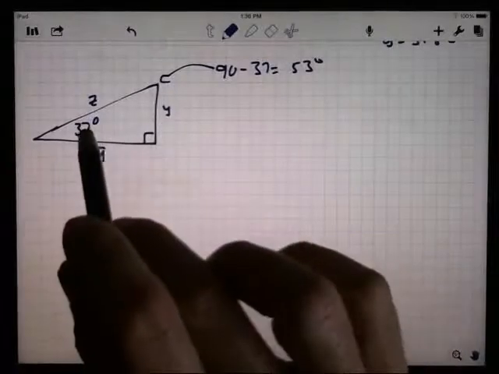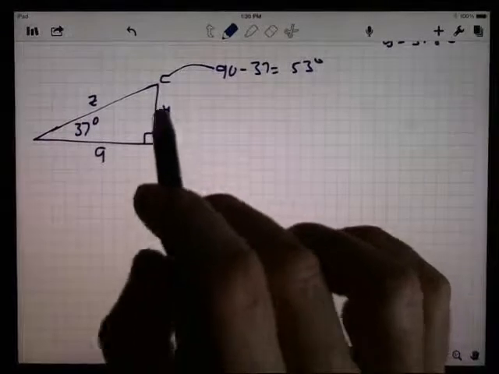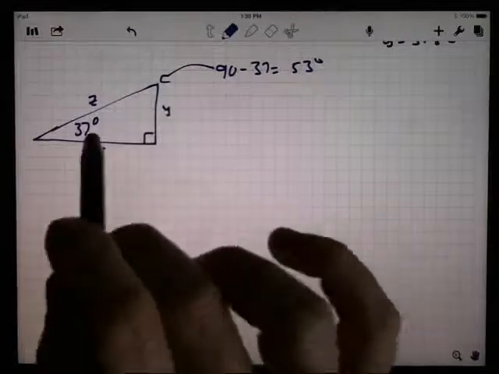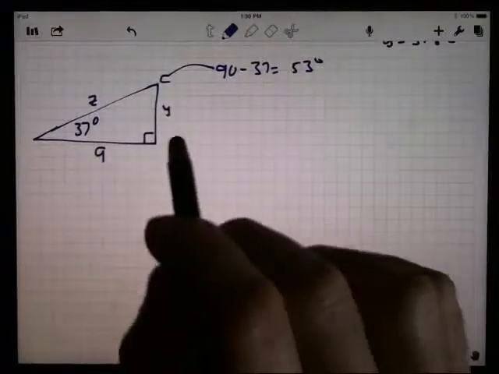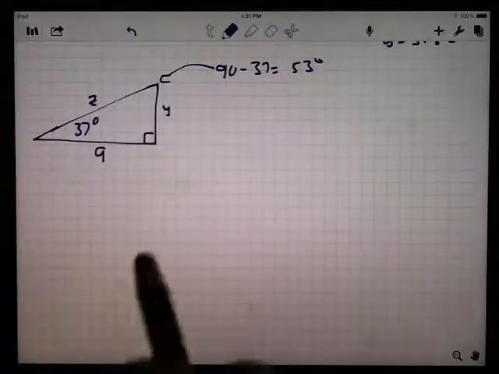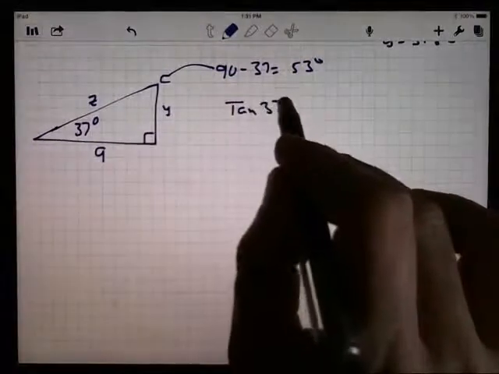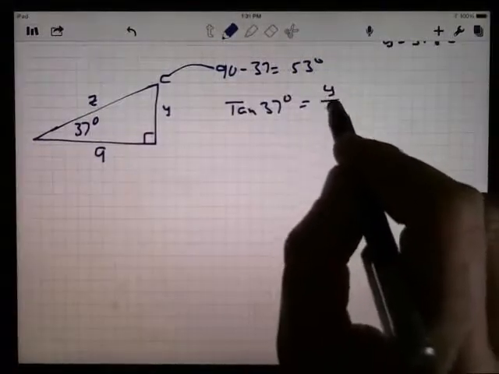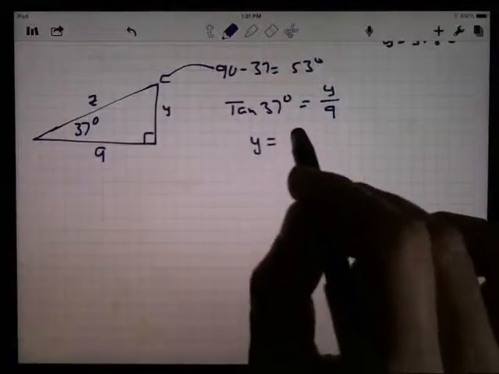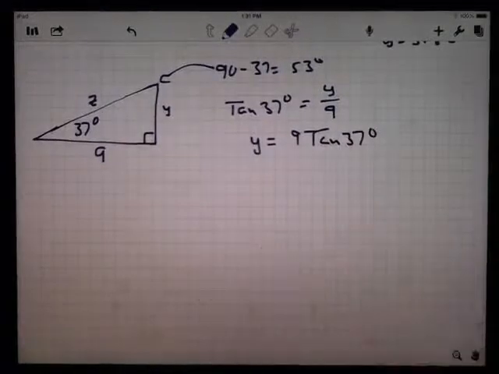Okay. Well, 37 is known, 9 is known, that's the adjacent side, and y is the one I'm looking for. So the opposite side is what I'm looking for, the adjacent side is known. Those two sides, that angle, we're talking either the tangent or the cotangent. Again, my calculator does tangent, it doesn't do cotangent. So I'm going to work with the tangent of 37 degrees is equal to y divided by 9. Multiplying both sides by 9, I get that y is equal to 9 times the tangent of 37 degrees. So I can type that into my calculator.